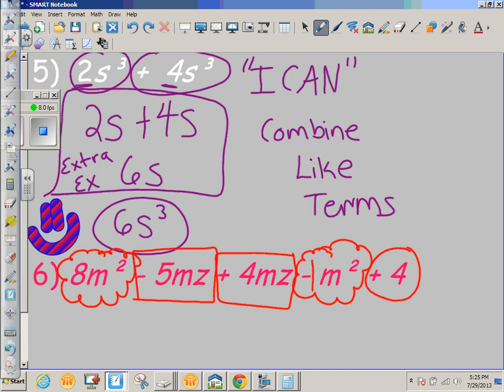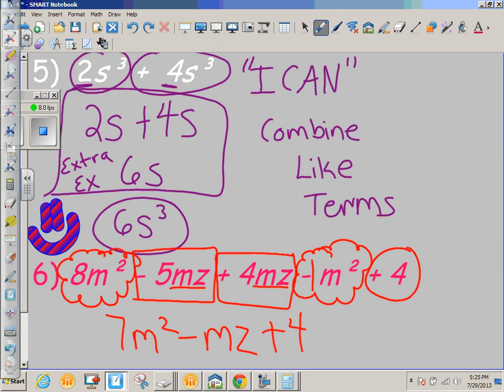So to combine the m squares, we already know that the number in front of the m is a 1, so 8 minus 1 gives me a 7m squared. And then -5mz, I can combine those because both of those terms have an m and a z. So -5 plus 4mz is going to give me a -mz. There is no need to include the 1. I know that -5 plus 4 is -1, but you do not have to include that. In fact, it's not really simplified if you put the 1 in front of it. And then last but not least, the constant.